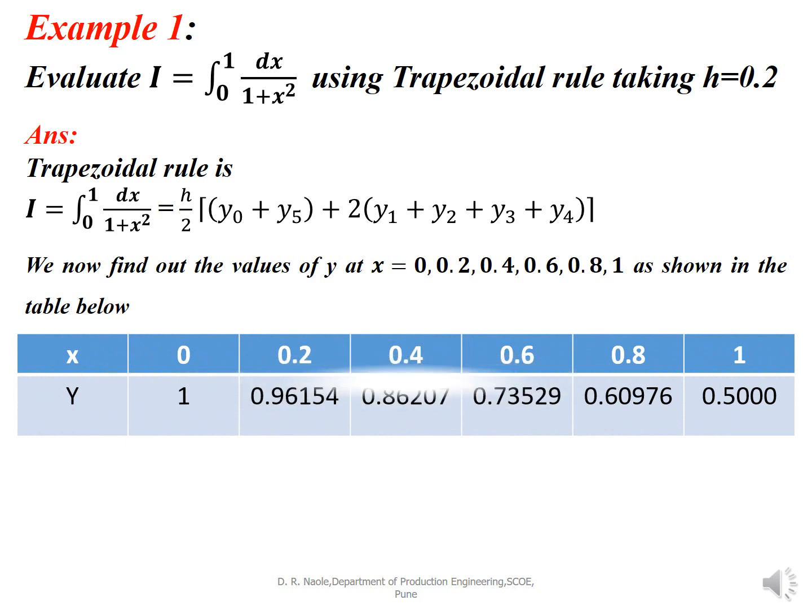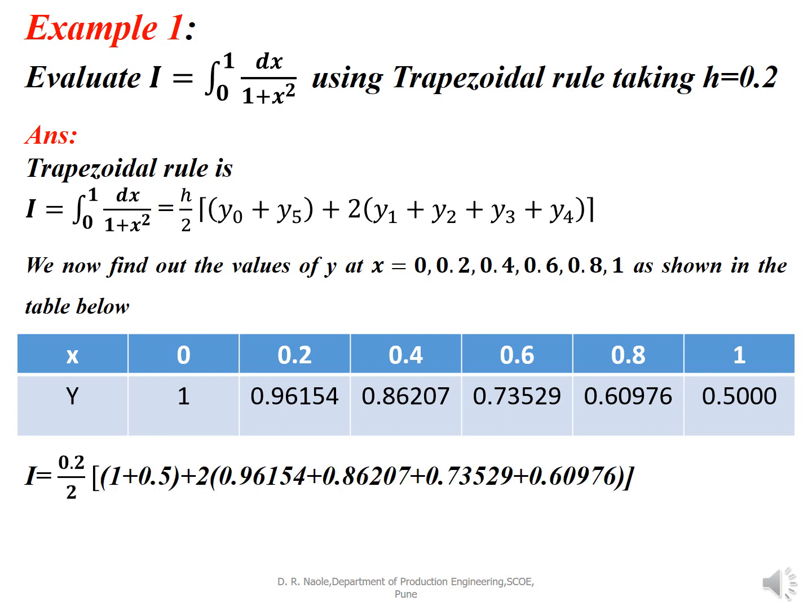Now finding out the values at the various values of x, that is 0, 0.2, 0.4, 0.6, 0.8 and 1, we get y values, and this we put back into the equation of the trapezoidal rule, and we get the integration value as 0.78373.